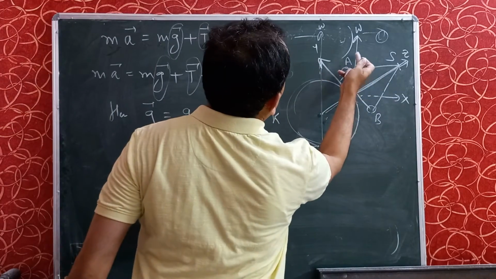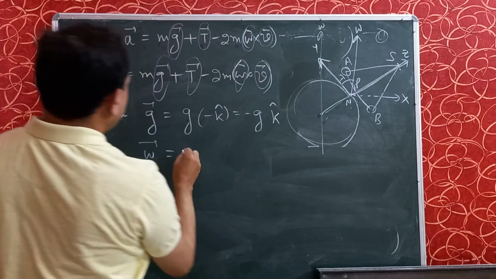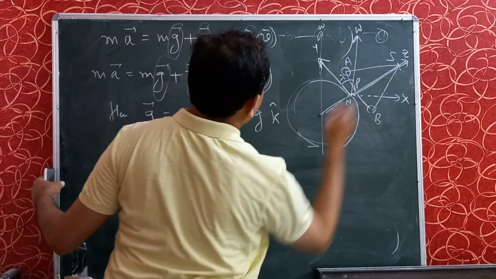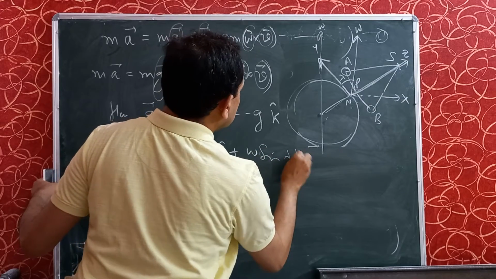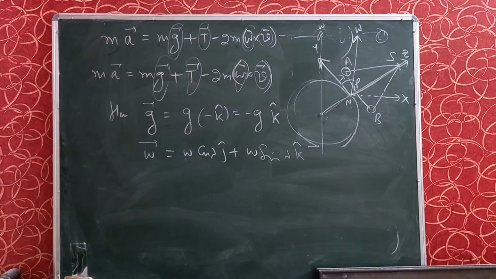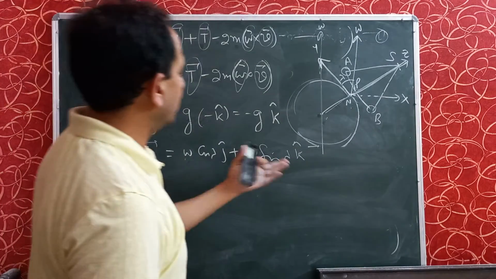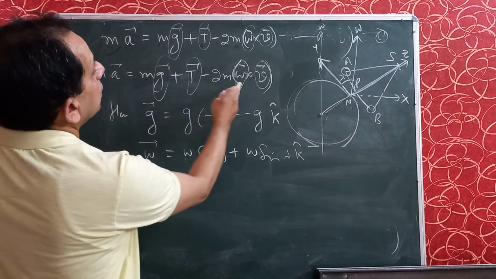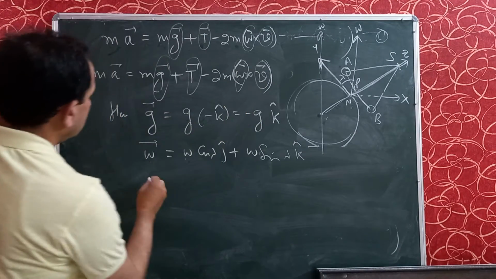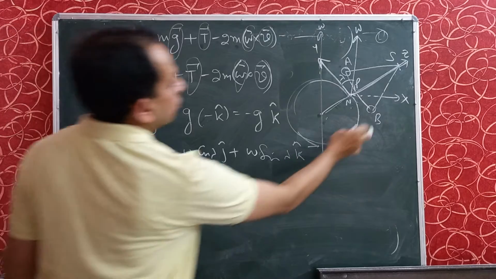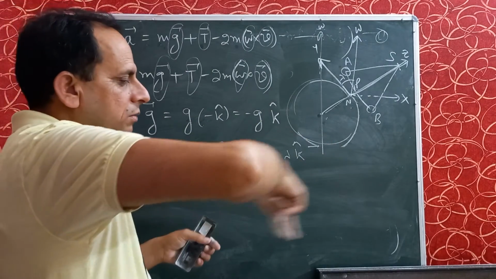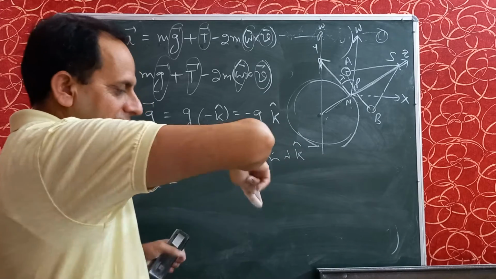So it will become omega cos lambda into j plus omega sin lambda into k, because omega is lying in the YZ plane. So split omega into two components. It is the g value, the value of omega, and the value of v. What is v? v is the velocity of this pendulum. This velocity is variable because the pendulum is moving like this and its velocity is varying.